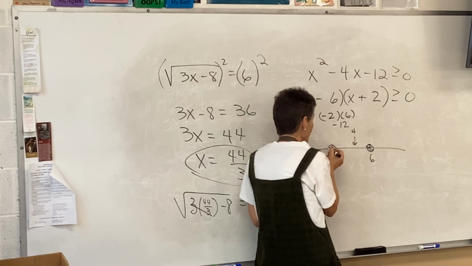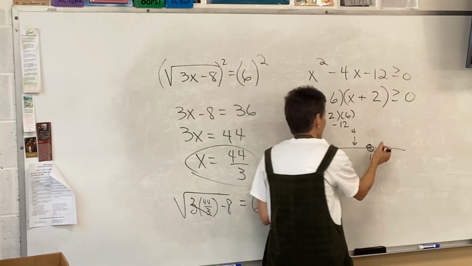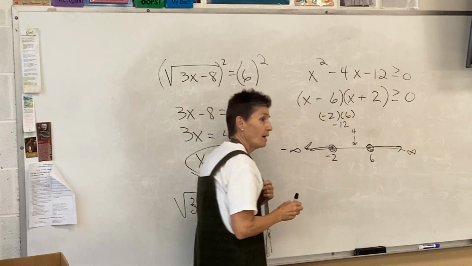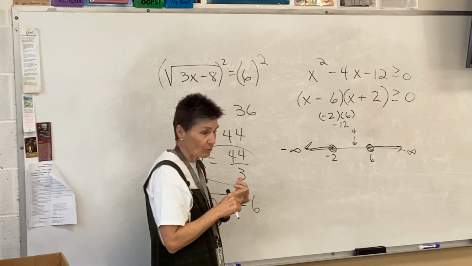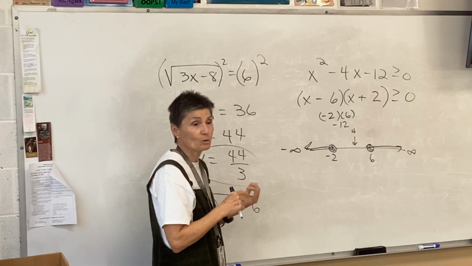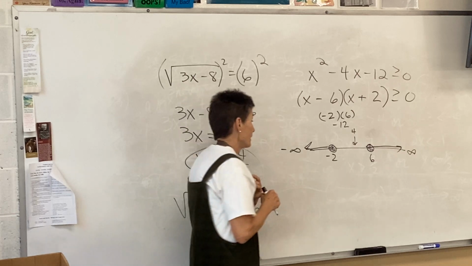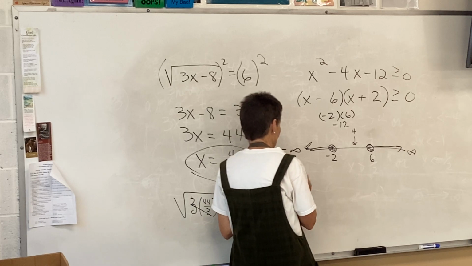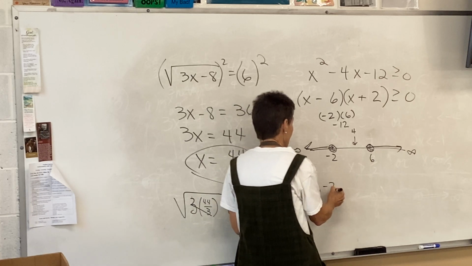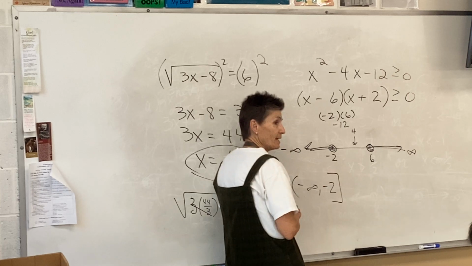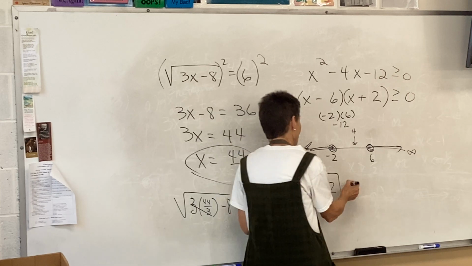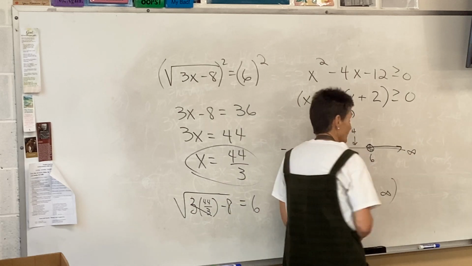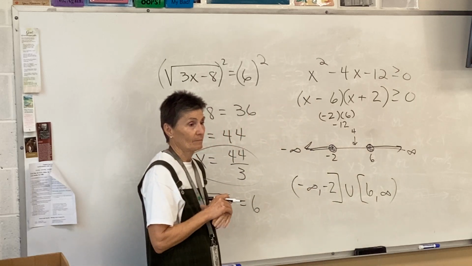So I don't shade this part, which means what is going to be shaded? The outsides. Remember, with 2 dots on the number line, you're either going to shade outside or you're going to shade in between. Those are your options. So what's my answer? Got to put something in the answer blank. Negative infinity, negative 2, and the negative 2 will have a bracket because it's a closed dot. We have our union symbol, then a bracket, 6 comma infinity, right?